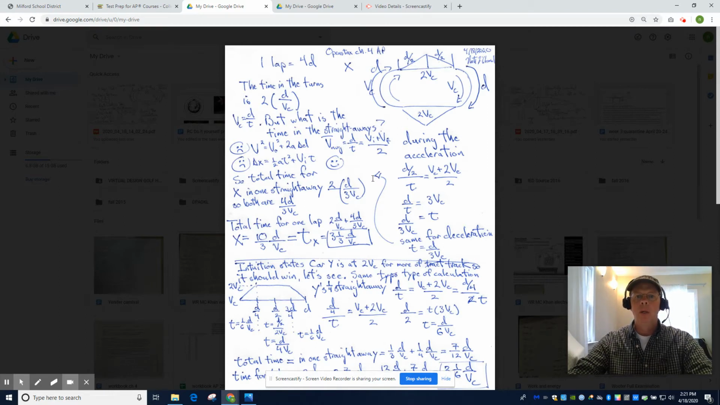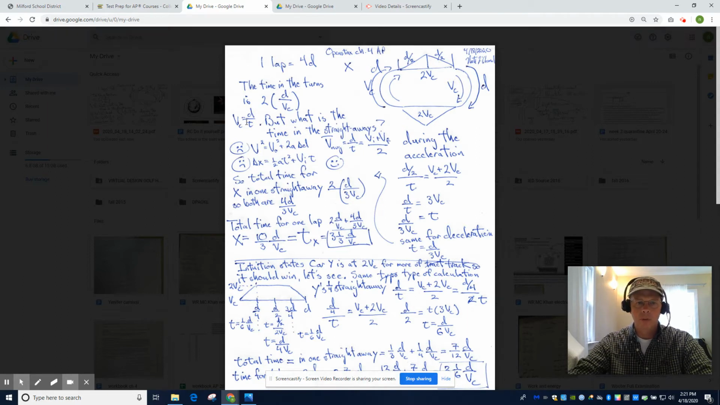So you got to double that. This is the time to get up to 2 VC, and then there's another 1/3 D divided by VC. So 2/3 D divided by VC is the entire time to get through this straightaway. Well, that happens twice because there are 2 straightaways. So here's the 4/3 D divided by VC plus what we had already figured out.